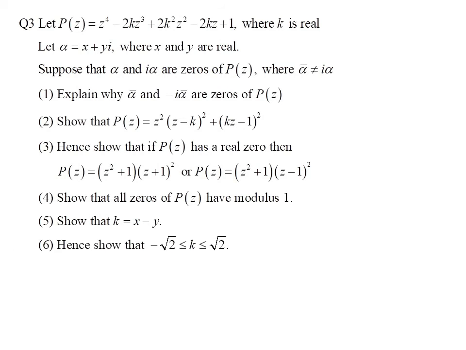Hence, the last question is to show the value of k is between negative square root 2 and square root 2. Let's start with the first question.